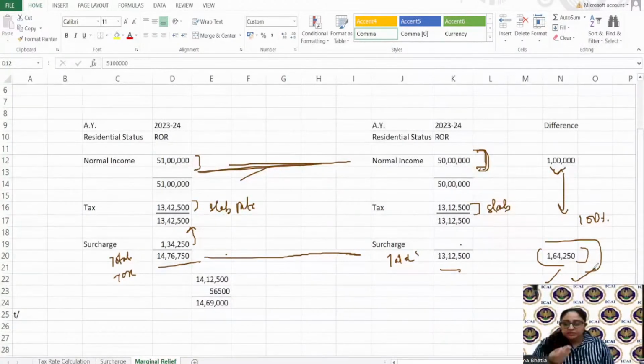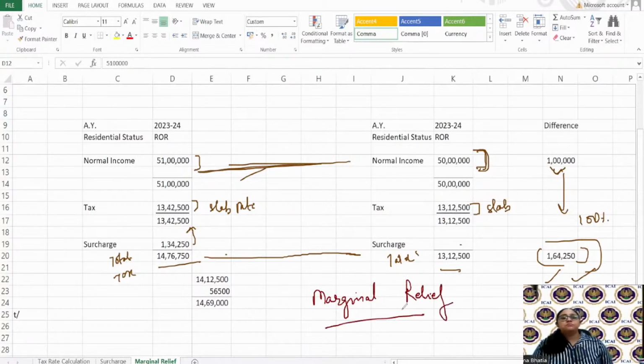Income increasing by how much amount? Hardly 1 lakh. Tax after surcharge increasing by 1,64,250. So this is an absurd situation to sum up, right? So the government came up with the concept of a thing called marginal relief. Now you will say, ma'am, what is marginal relief?